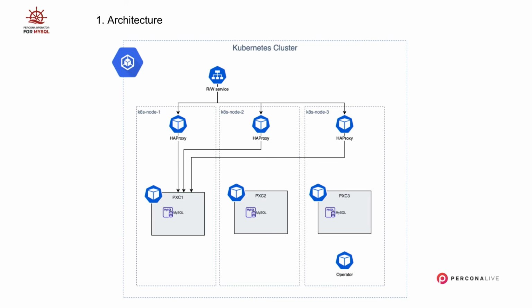in order to scale reads and maybe put data in different regions as well. When it comes to the architecture that is deployed with Percona MySQL Operator, it is using basically Percona XtraDB cluster as a high availability solution. So by default, you will have at least 3 nodes in order to guarantee high availability. And you may have, of course, more nodes.